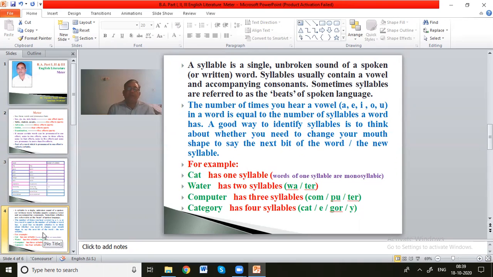Now you may think that I have taken the topic of meter and I am talking of syllables. I am talking of syllables just because you must have a clear idea of what a syllable is. If you have got this, then the next.